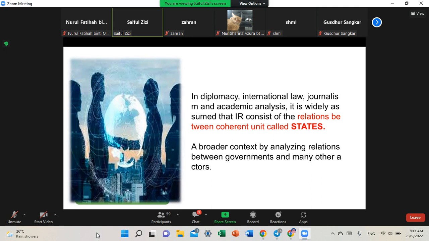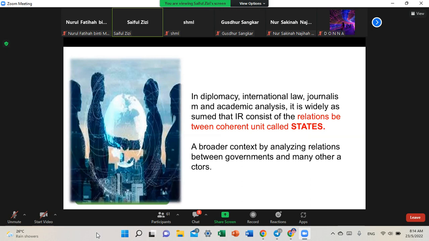Okay, so that's the first and the most widely held assumption over actors in international relations. It only involves states. Okay, but if you look at the broader context of international relations, it does not only concern states. There are other actors in the ecosystem that jointly contribute to the dynamics of international politics. For instance, international organizations, non-governmental organizations, civil society, multinational corporations, individuals, and whatnot.